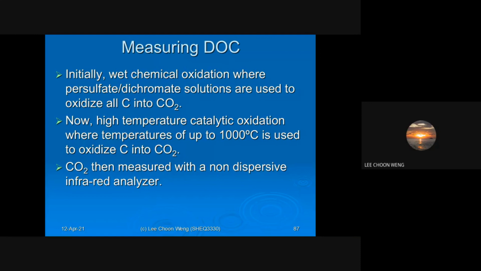Then they found out that when you use high temperature catalytic oxidation approaches, the blank is very, very important, because the blank can substantially change your results. So after the workshop, they proposed to only use ultra pure water to run as blanks for Shimadzu TOC TN analysis.